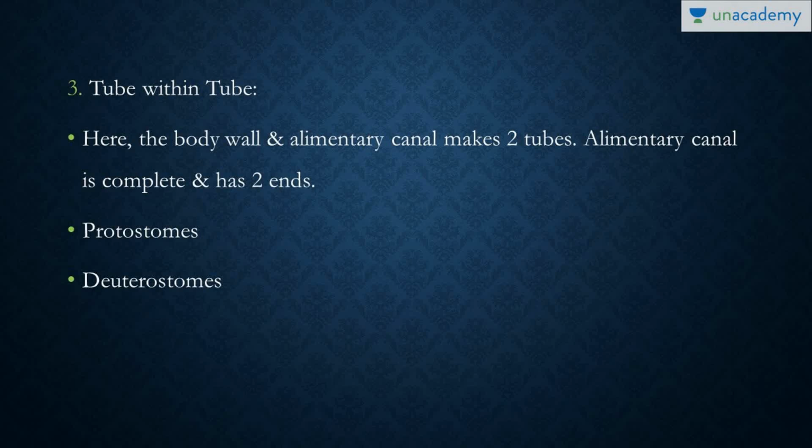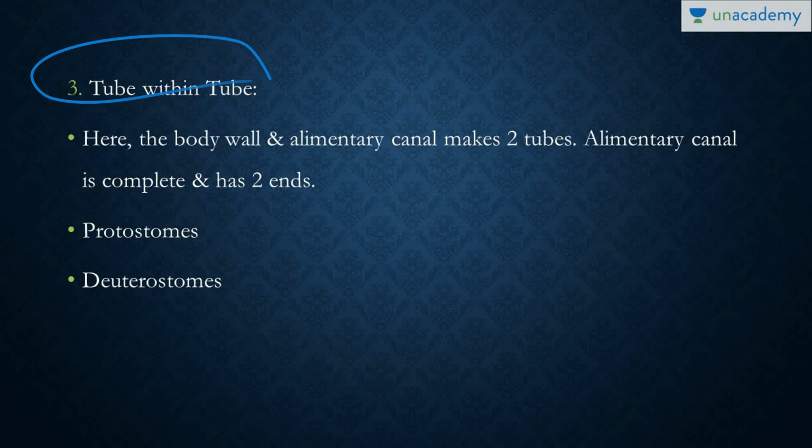Then we have the most advanced type of body organization or body plan, that is tube within tube. What does this tube within tube mean? The outer tube is made by the body wall, while the inner tube is made by the alimentary canal. In this case, the alimentary canal has two openings, that is the mouth and the anus. So, the alimentary canal is complete. All the phyla from Nemathelminths to the chordates belong to the tube within tube.